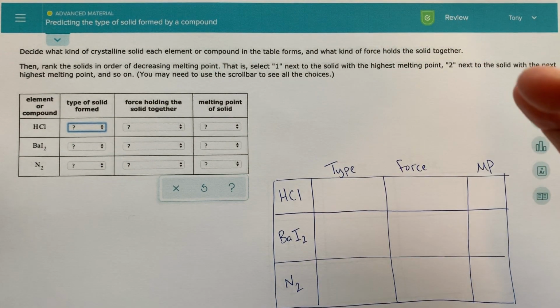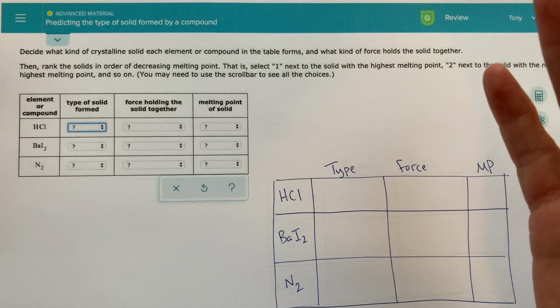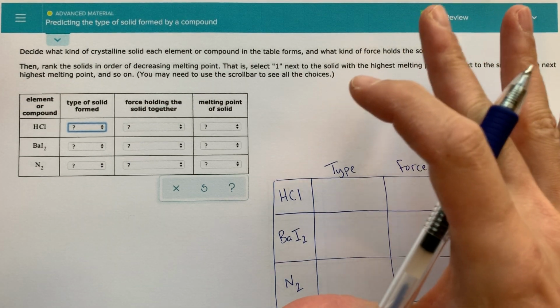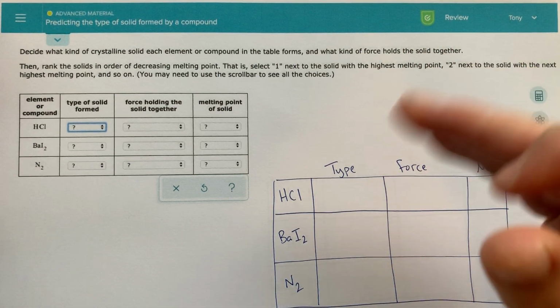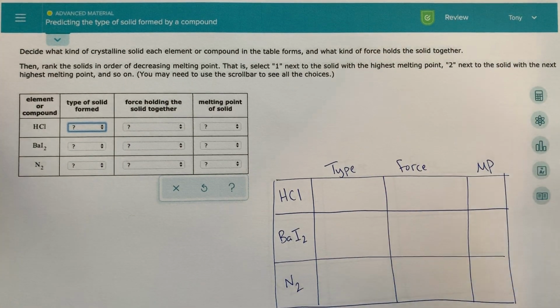This is a newer ALEKS topic. I think it's a great topic. There's a lot of different things going on, multi-concept. You really need to understand quite a few different things in order to truly master this topic. So we're going to go through 3 different examples. I'm going to try to talk through all the different things that you might need to know. So let's go ahead and get into it.